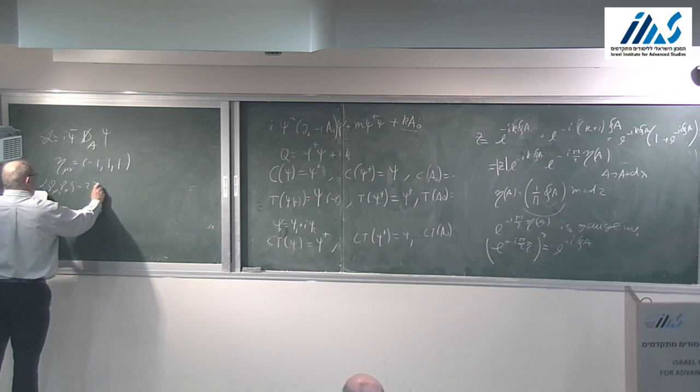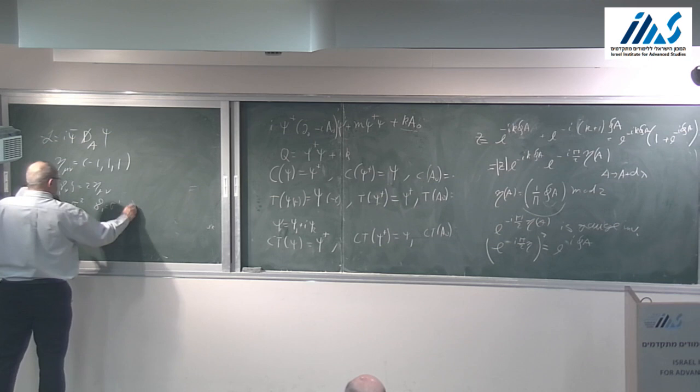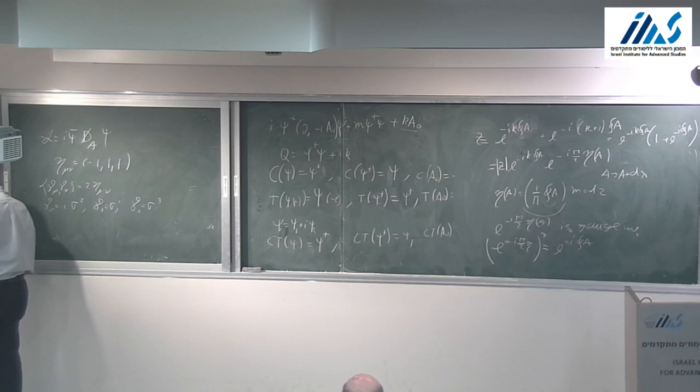And if you want a specific representation of that, you can take gamma 0 to be I sigma 2, gamma 1 is sigma 1, and gamma 2 is sigma 3. If you don't like it, you can have others. But what is interesting about this representation of the Clifford algebra is that all the gamma matrices are real. So that's a convenient representation. It's called Majorana representation.